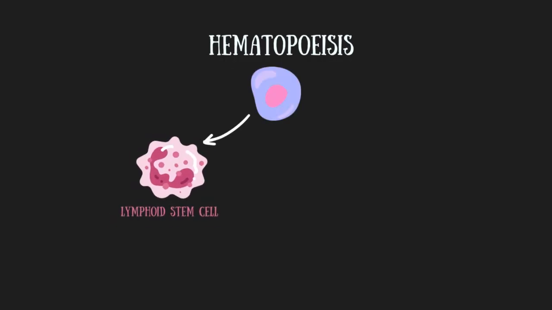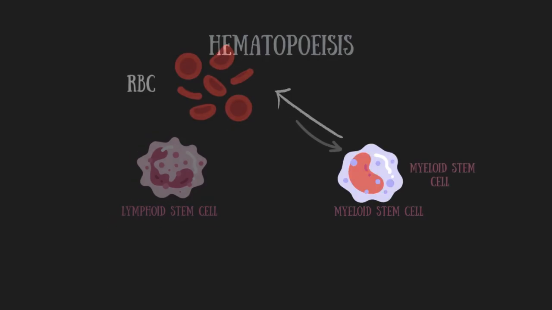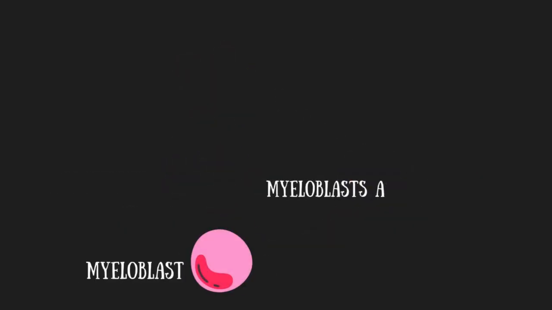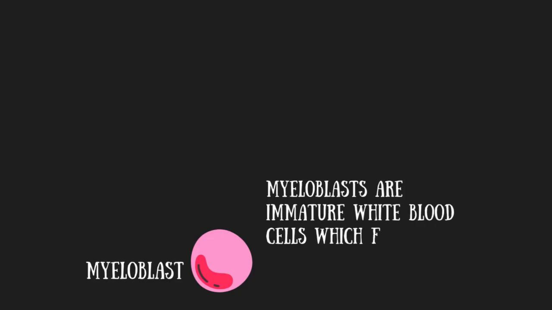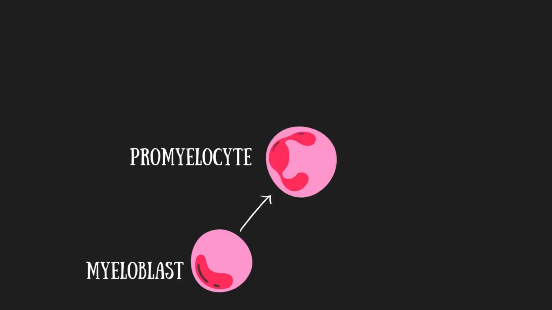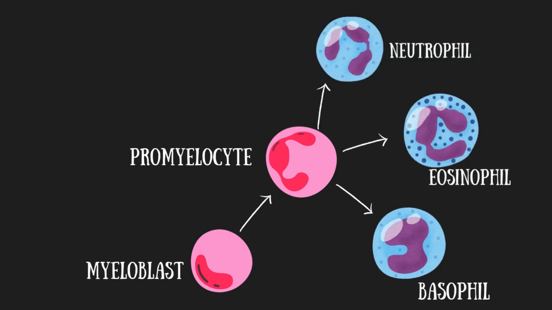In hematopoiesis, stem cells divide into lymphoid stem cells and myeloid stem cells. Myeloid stem cells further divide into RBC, platelets, and myeloblasts. Myeloblasts are immature white blood cells which can develop into granulocytes. During differentiation, myeloblasts first differentiate into promyelocytes, which can further differentiate into basophils, eosinophils, and neutrophils.